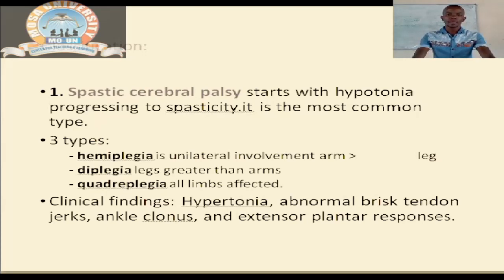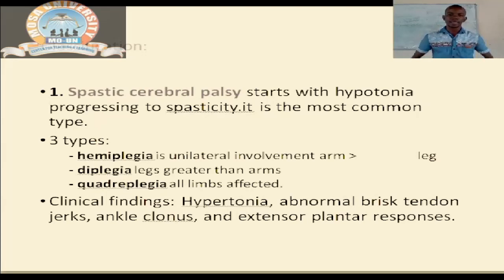The first type is the one we are calling hemiplegic, or hemiplegia. Hemiplegia basically means there is paralysis on one side of the body, okay? So if it's the left arm and the left leg, both are paralyzed. So there is unilateral involvement. And in this hemiplegia, it is also important to note that the arm is more affected as compared to the leg. The other type we'll be looking at is diplegia, okay?